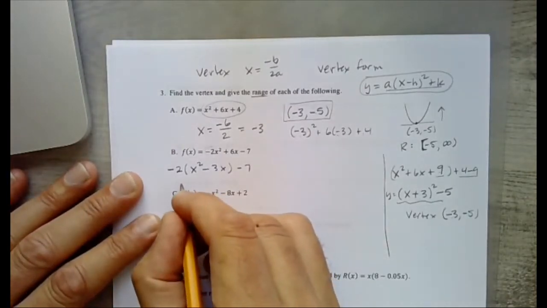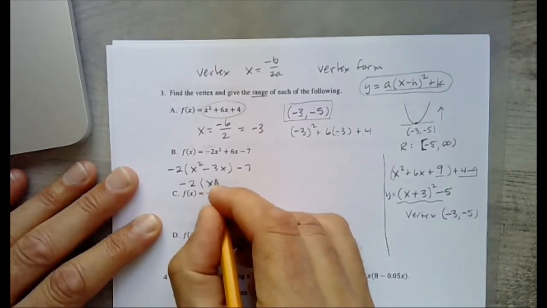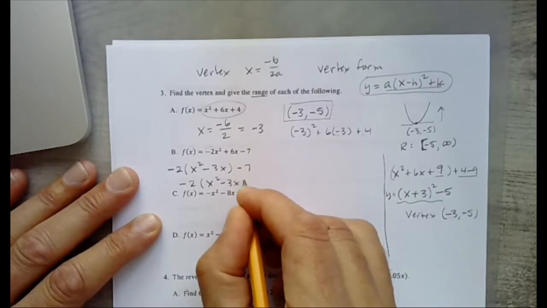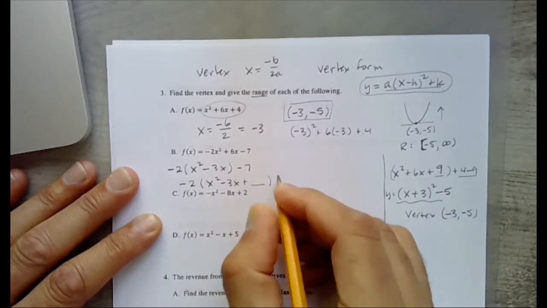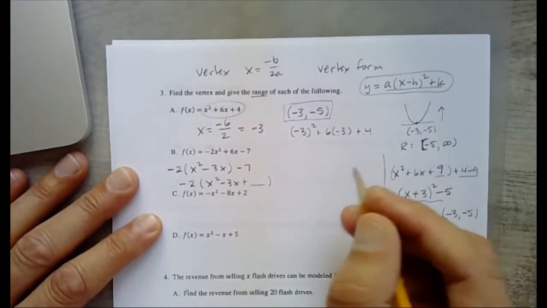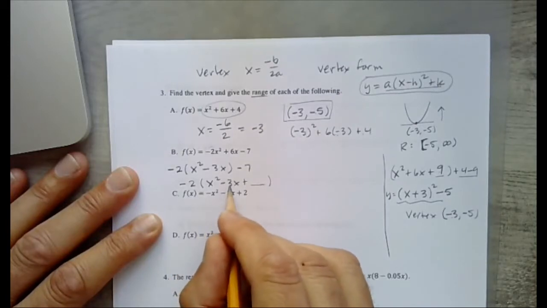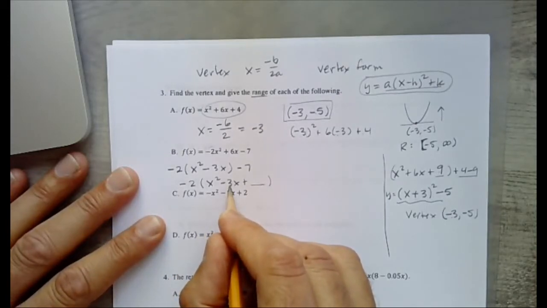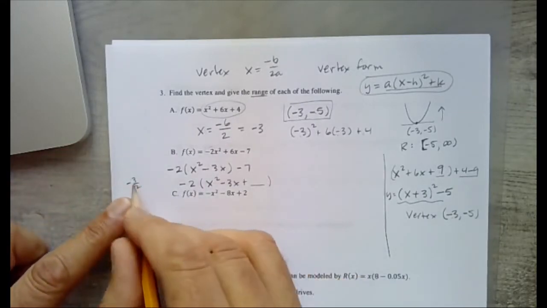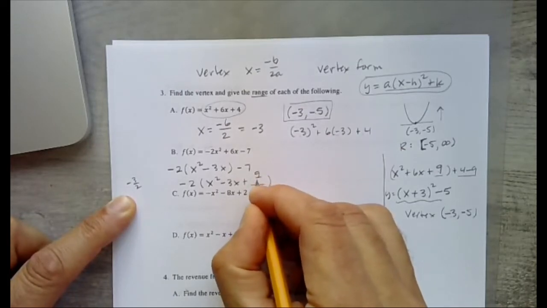Okay, so we get negative 2, then I've got x squared minus 3x, and then I want to add something here to make that a perfect square, and then I'm going to subtract that same number. All right, so to find the number that goes here, I take half of this number. Half of that number is negative 3 over 2, and then I'm going to square it. All right, so when I square that, I'm going to get 9 over 4.